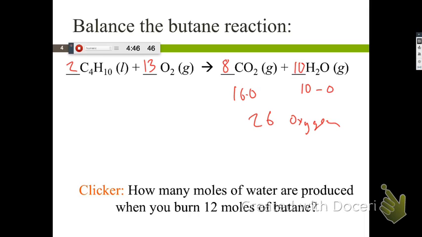Can we simplify it? No, because 13 is a prime number. You can't divide that by anything but itself. All right. So we have got a balanced equation. So now we can answer the bottom one. How many moles of water are produced when you burn 12 moles of butane? So what I want to do is, guess what kind of analysis we're going to do here?